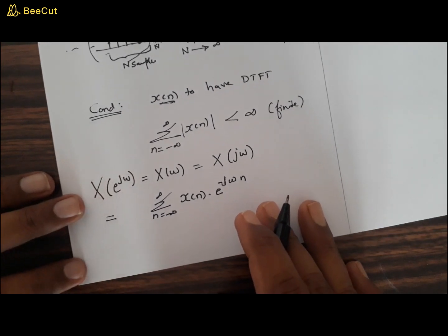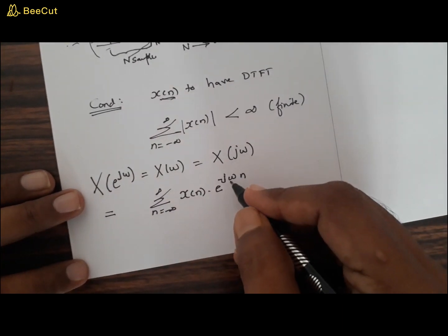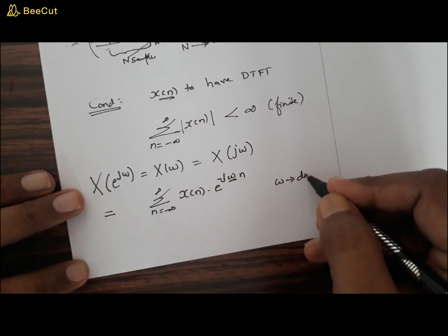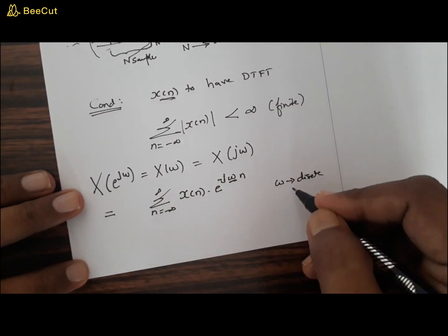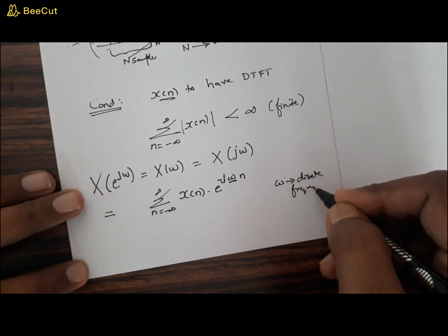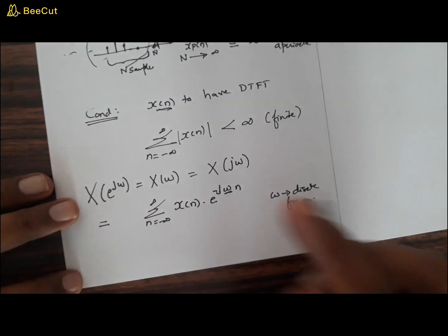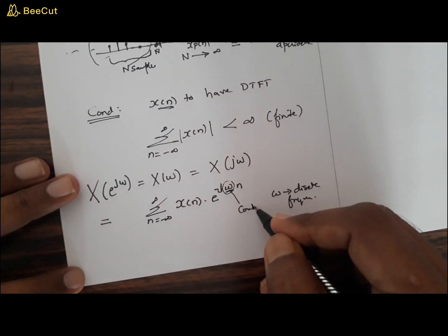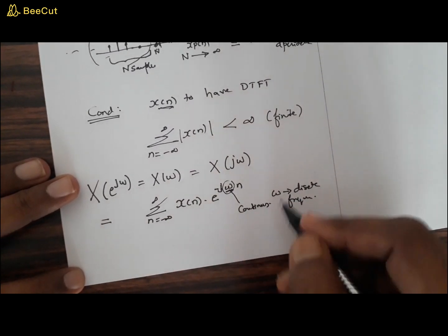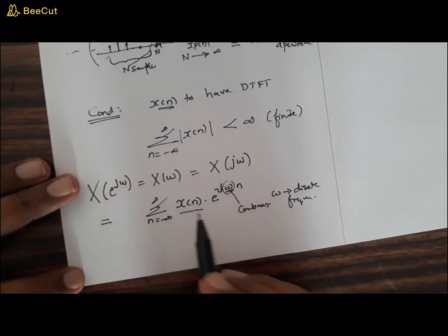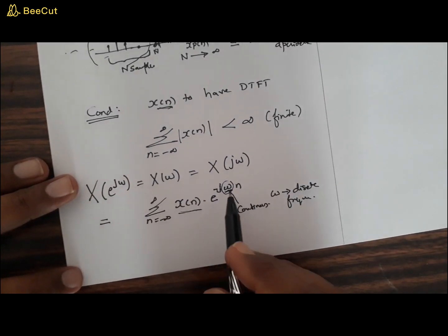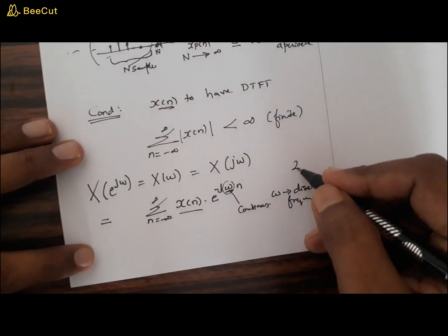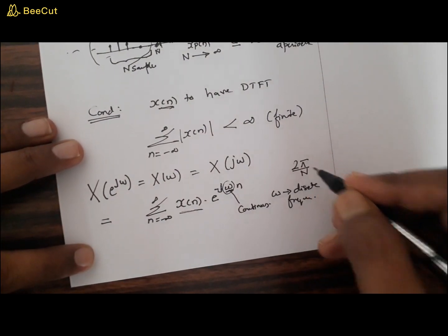Now what is this omega? Omega is actually the discrete frequency, the frequency of a discrete signal. But this omega is a continuous variable. This is not discrete, only the time domain is discrete. This is just a variable, and that is a continuous variable. Say omega is of the form 2 pi by n.